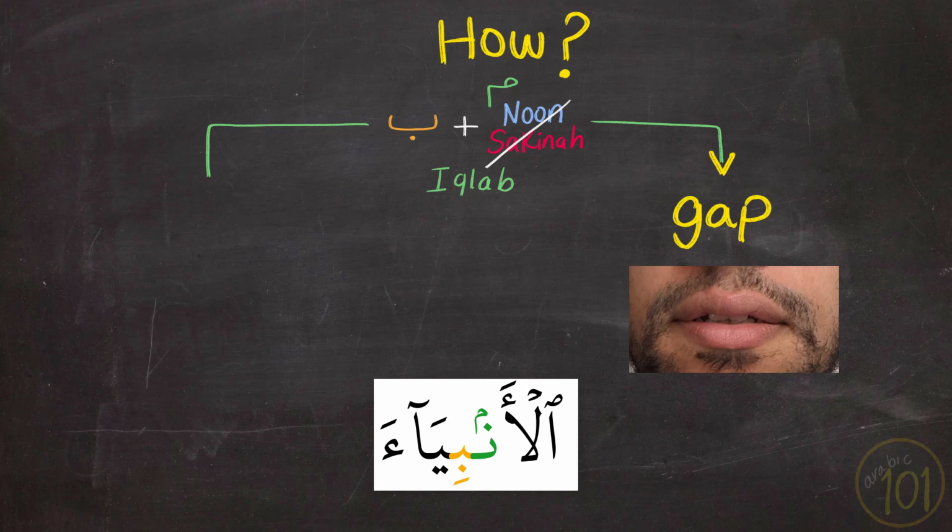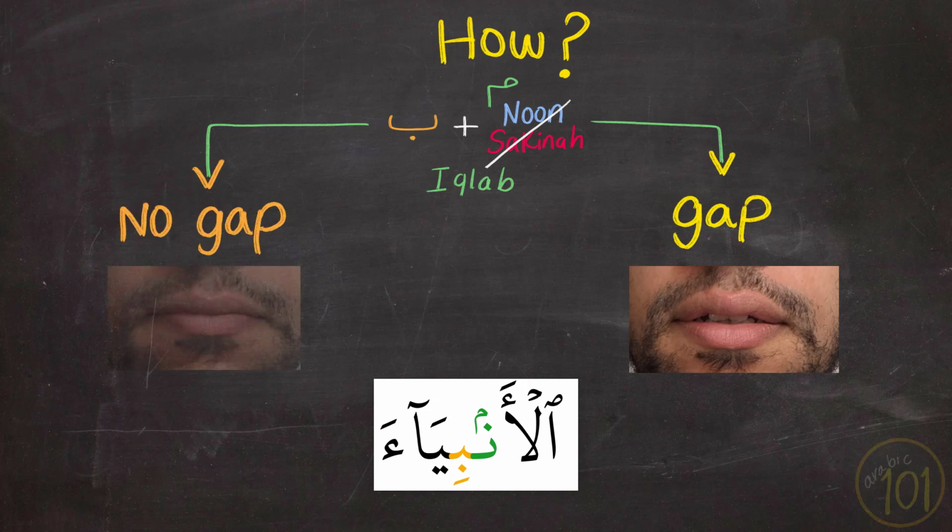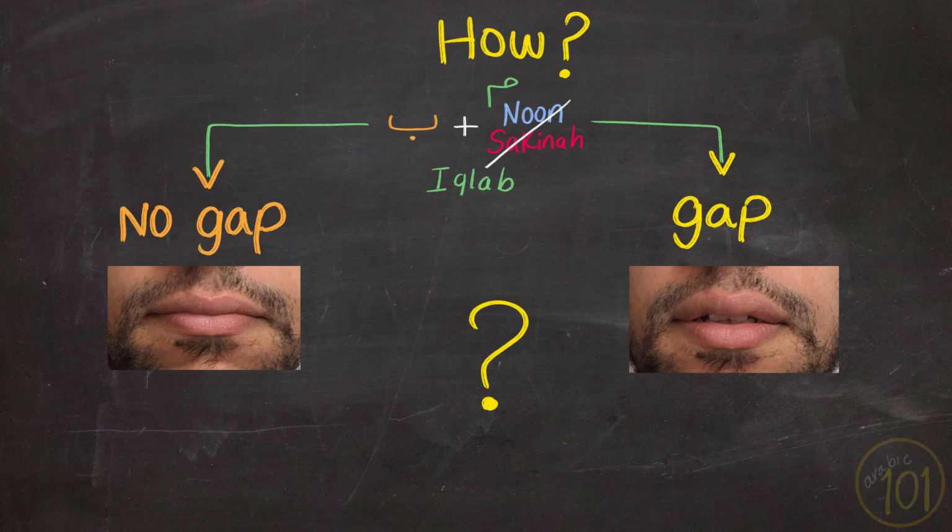Al-Anbiya. And there are others who think that the lips have to be touching and that there is no gap at all. So this means that Iqlab will sound like this. Al-Anbiya. So which one is it?